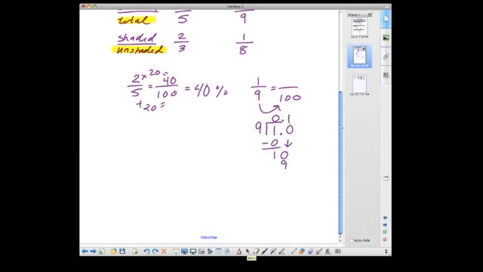1 times 9 is 9. Do the subtraction, bring down a second 0. 9 goes into 10 once. This will repeat, so our percent in this case is when we move our decimal 2 places to the right, or to the hundredths place, and it's about 11%.